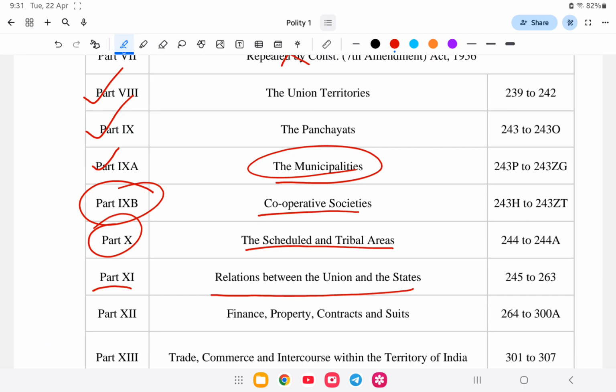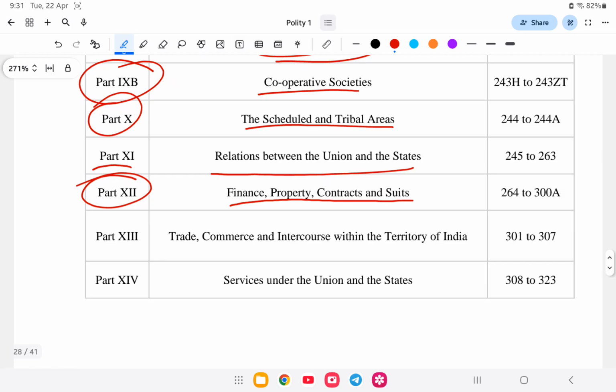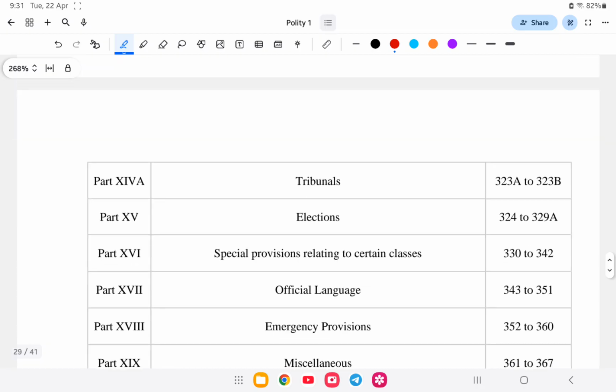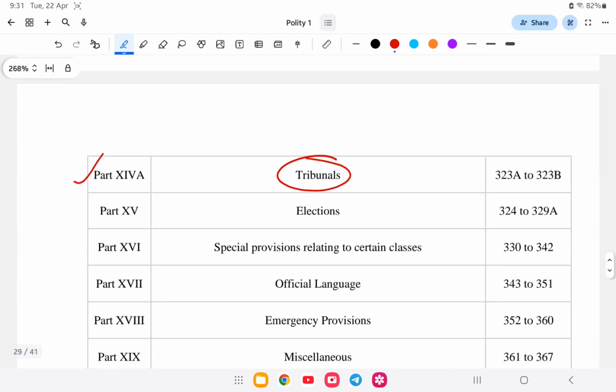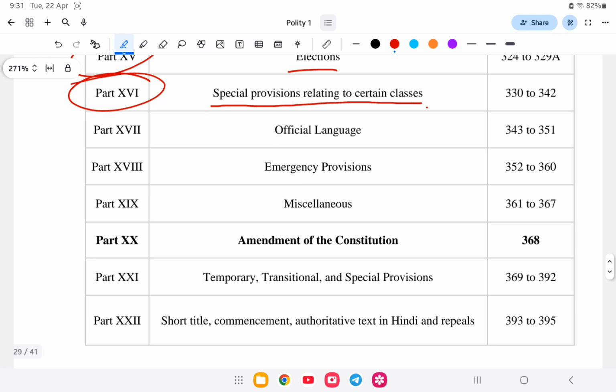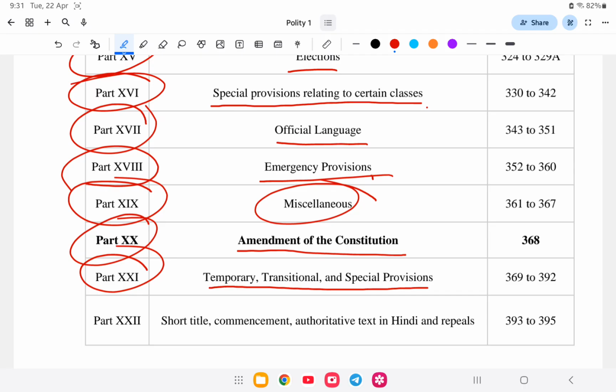Part 11, Union and State relationship; Part 12, Property, Finance, Contracts, Suits; Part 13, Trade, Commerce and Intercourse; Part 14, Services under the Union and States; Part 14A, the Tribunals; Part 15, Elections; Part 16, Special provisions relating to certain classes; Part 17, Official Languages; Part 18, Emergency provisions; Part 19, Miscellaneous; Part 20, Amendment of the Constitution; Part 21, Temporary, Transitional and Special provisions.